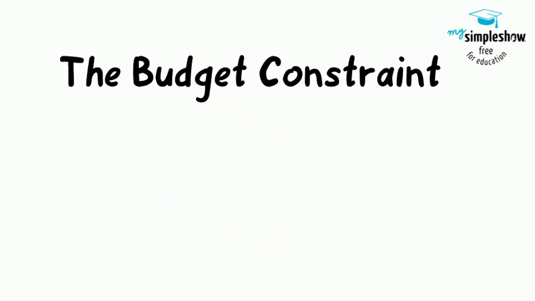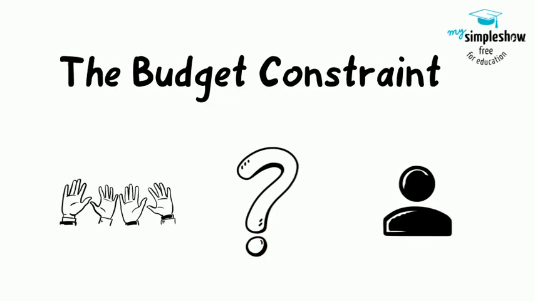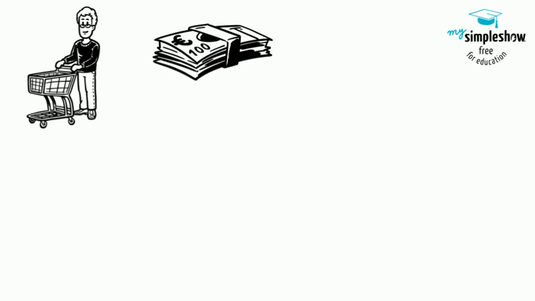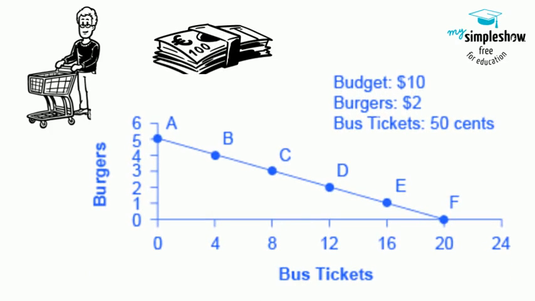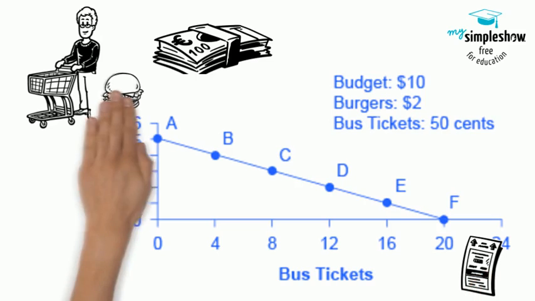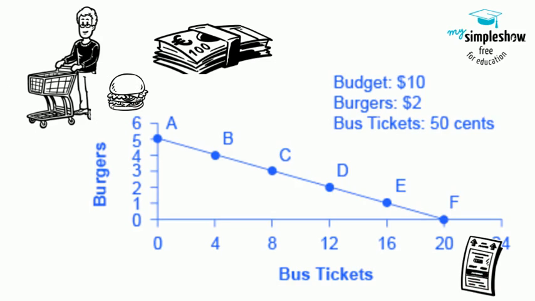The budget constraint: how individuals make choices based on their budget constraint. Consumers have a limited amount of income to spend on the things they need and want. Suppose a person has $10 in spending money each week that he can allocate between bus tickets for getting to work and the burgers that he eats for lunch. Burgers cost $2 each, and bus tickets are 50 cents each.